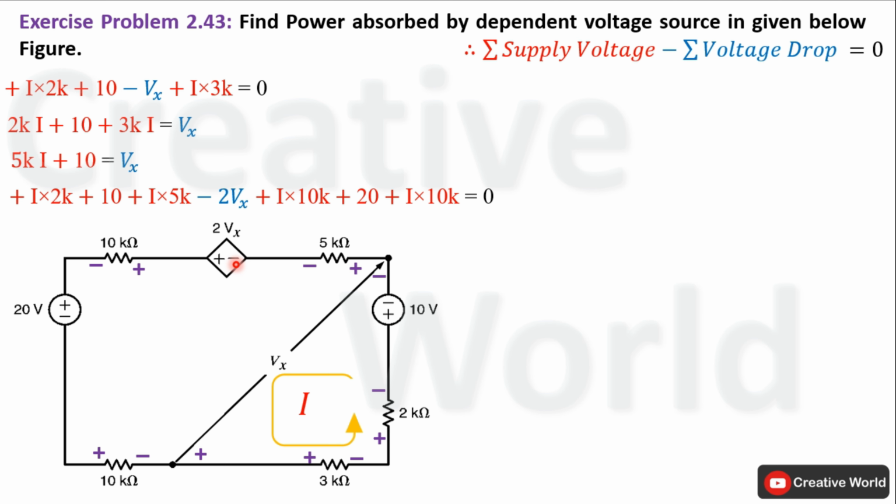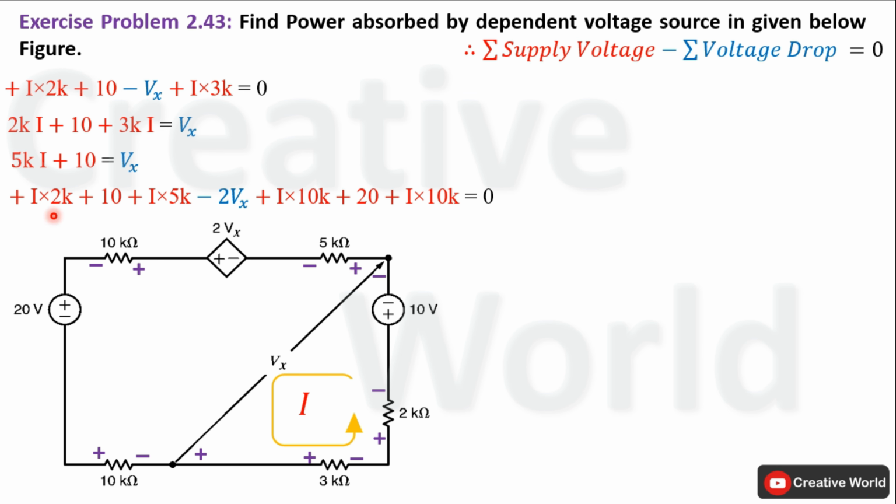Next is dependent voltage source. Current entering terminal is negative, so voltage across this dependent source, that is labeled as 2Vx, will be taken with minus sign. Next is 10 kilo ohm resistance. Current entering terminal is positive, so voltage across this 10 kilo ohm resistance, that is the product of I and 10K, will be taken with positive sign. Next is 20 volt source. Current entering terminal is positive, so 20 volt will be taken with positive sign. And last one is 10 kilo ohm resistance. Current entering terminal is positive, so voltage across this 10 kilo ohm resistance, that is the product of I and 10K, will be taken with positive sign, and all of these are equal to 0.